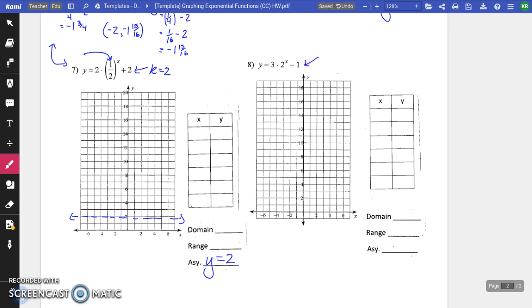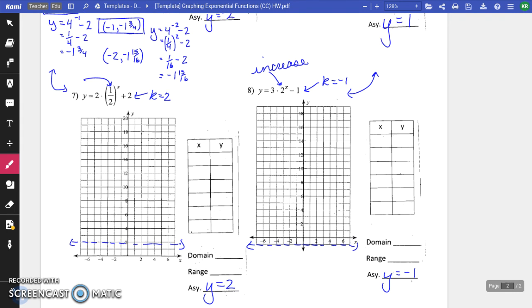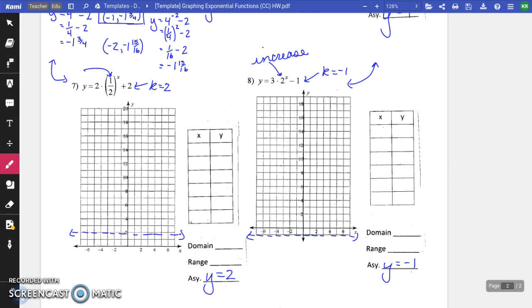Okay, last one, number 8, my k is -1. So my asymptote's going to be -1. And then what has the variable? The 2. So my graph is going to be increasing with that 2. Okay, so finish graphing those. Again, you can use your calculator to find points if that's helpful, or you can just do it by hand like I did.